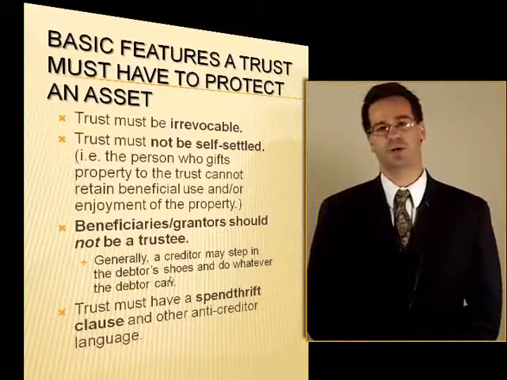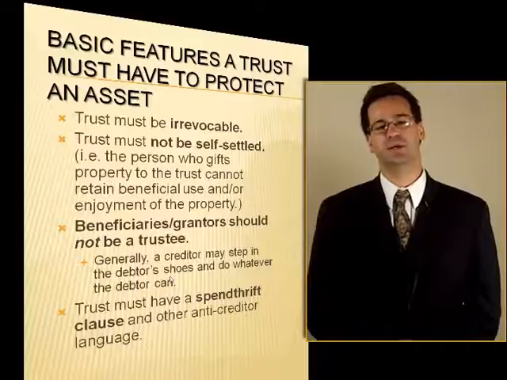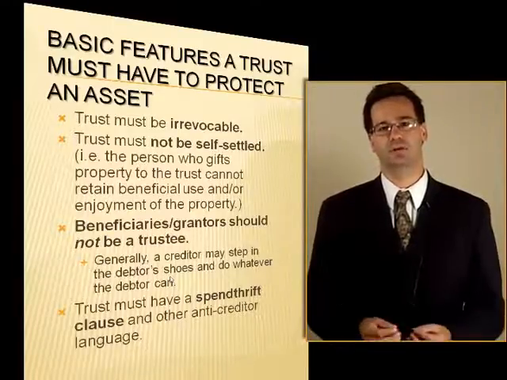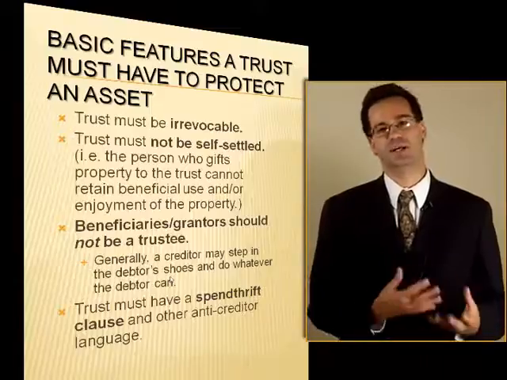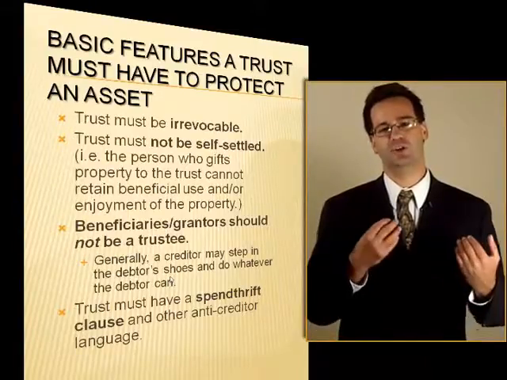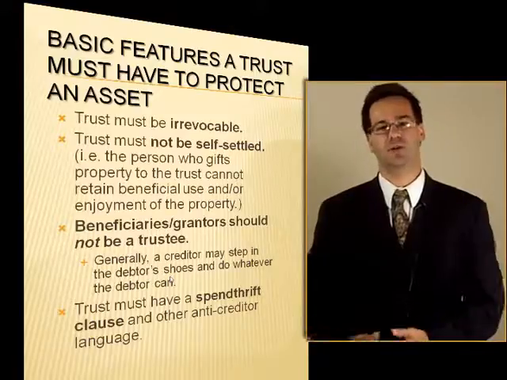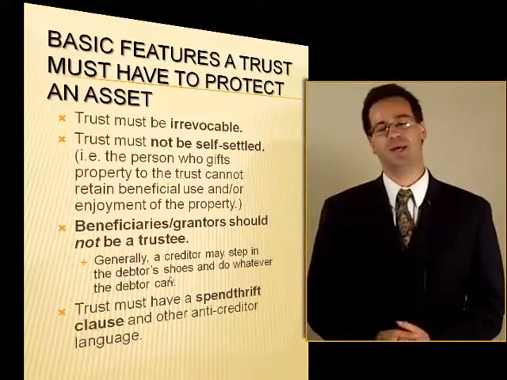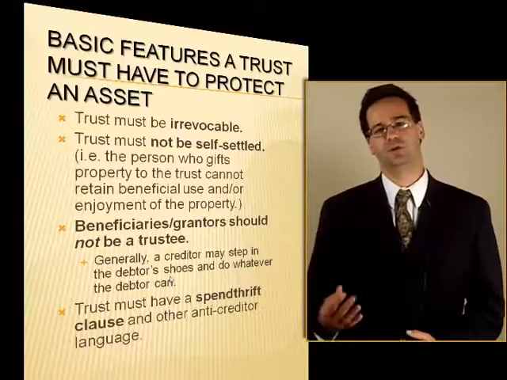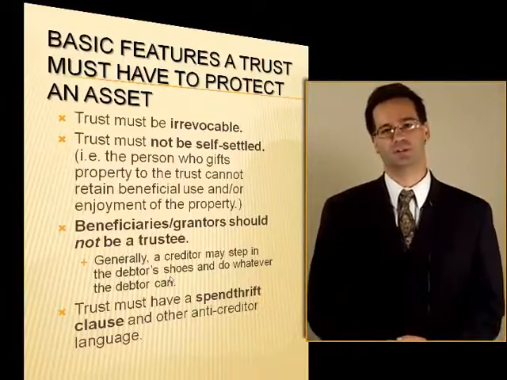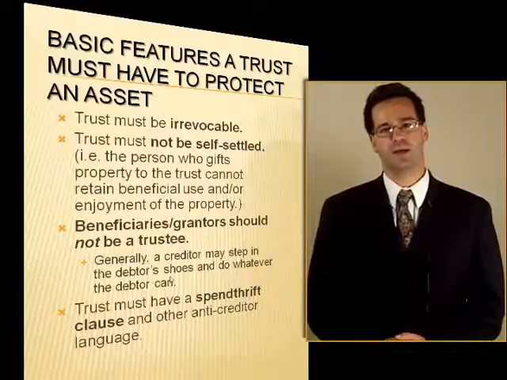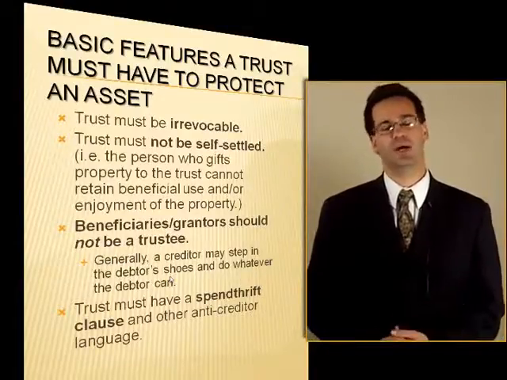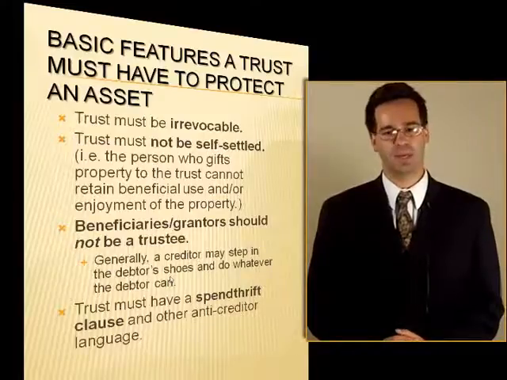So first of all, if you want a trust to protect your asset, it has to be irrevocable. That means that the grantor, also called a settlor or trustor, the person that initially gifts money into the trust, or anyone that later gifts money into the trust, cannot have the right to terminate or revoke or amend the trust. They have to give up that control. We may be able to make the trust terminate under other provisions, but the grantor can't do that.